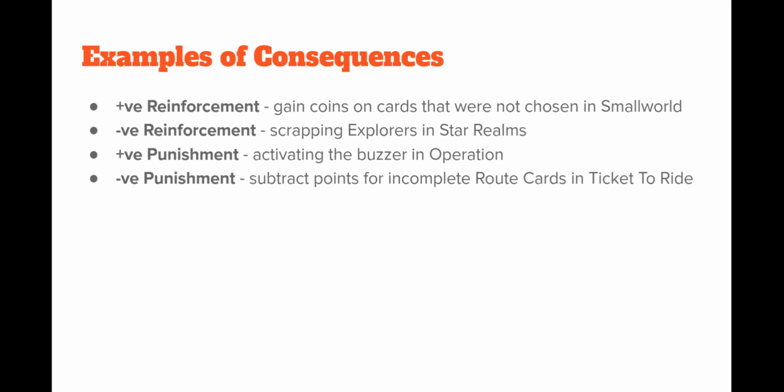In consequences, we might have positive reinforcement where we're gaining coins on cards that weren't chosen in Small World, negative reinforcement like scrapping explorers in Star Realms, positive punishment like activating the buzzer in Operation, and negative punishment like subtracting points for incomplete route cards in Ticket to Ride.